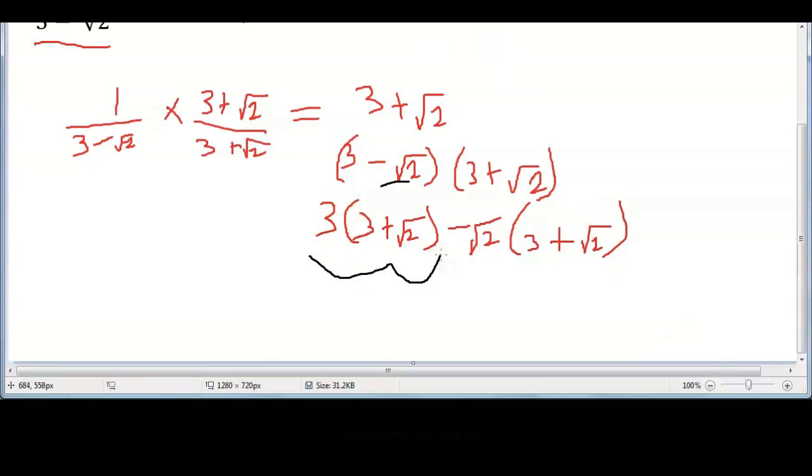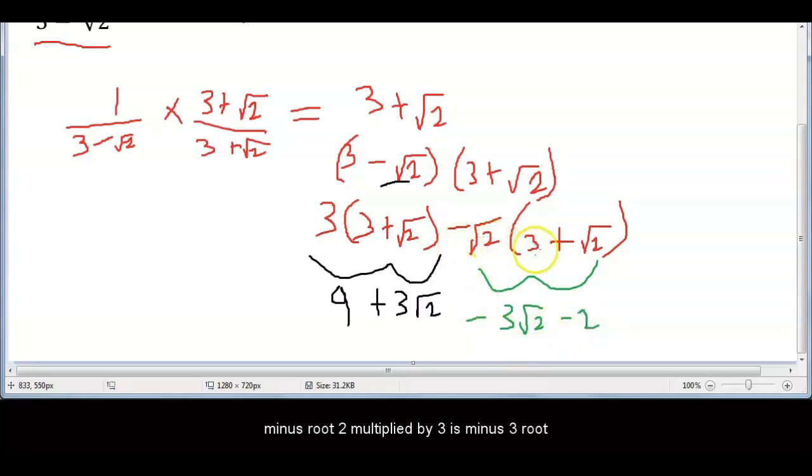The product of this is 9 plus 3 root 2. The product of this is minus 3 root 2 minus 2. Minus root 2 multiplied by 3 is minus 3 root 2. Minus root 2 multiplied by plus root 2 is minus 2. Root 2 multiplied by root 2 is 2. Minus by plus is minus.